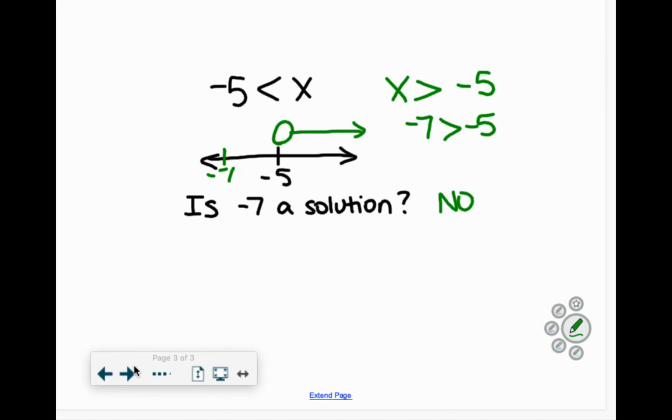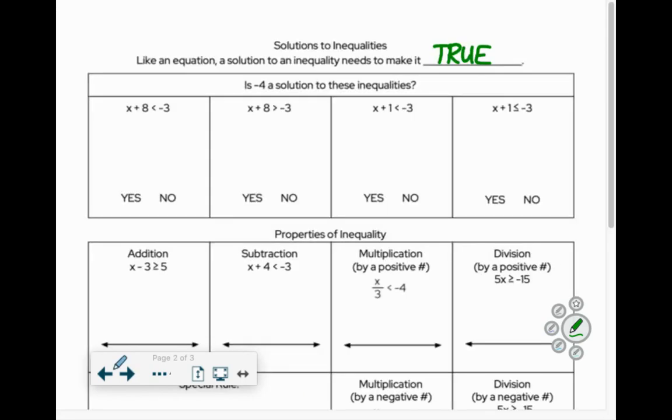And I'm going to do just a couple examples from the back side of the notes in about 3 minutes. Okay. I'm going to write my work up here. You guys don't have to write anything but the last line. If I take -4 and I plug it in, -4 plus 8 is 4. We just have to see, is 4 less than -3?